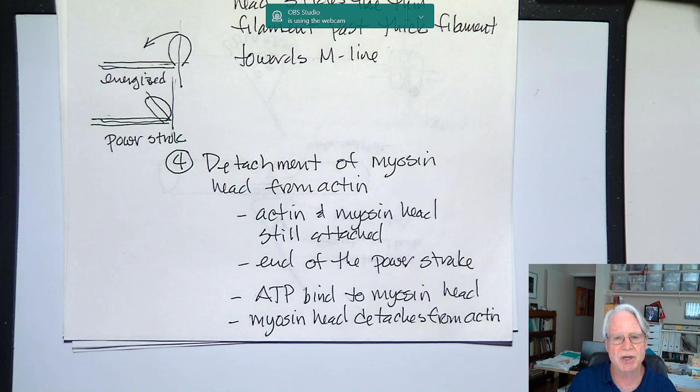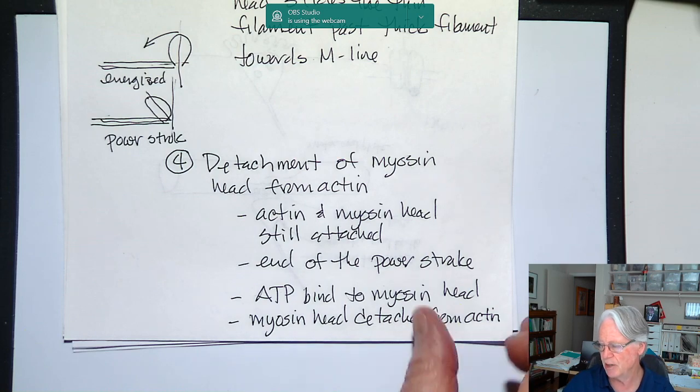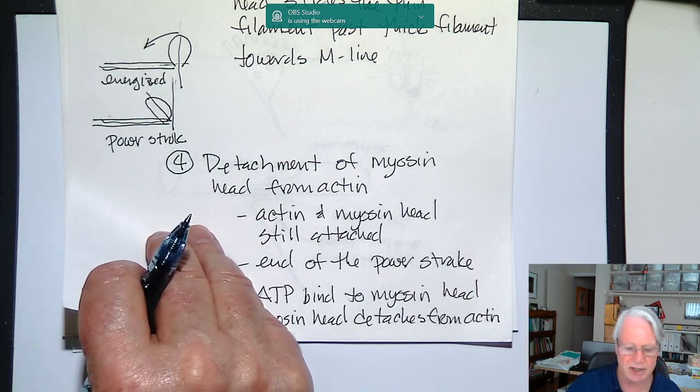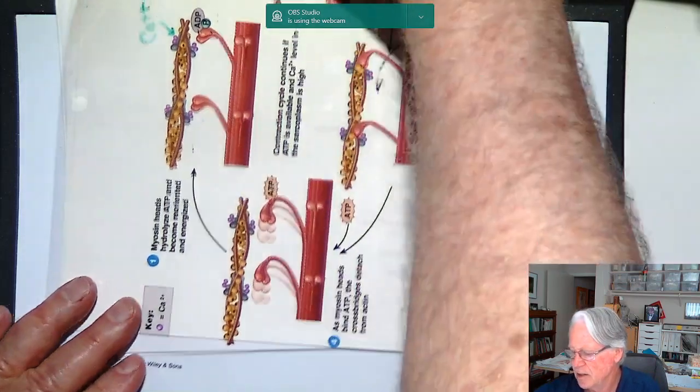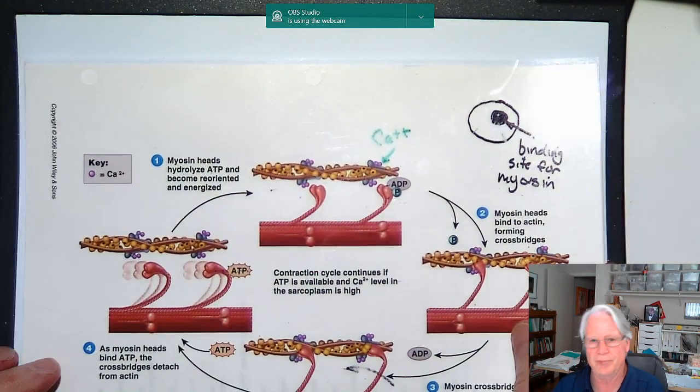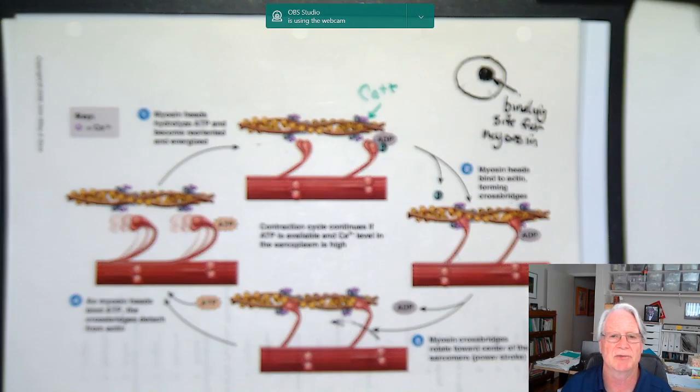So it takes 2 ATP molecules to complete the cycle. The first one, we're releasing the energy into the head. We're energizing the myosin head. And the second one has to come along to detach the myosin head from the thin filament. And then we add more energy to the system. So let's go ahead and look at the process now by way of a set of pictures.